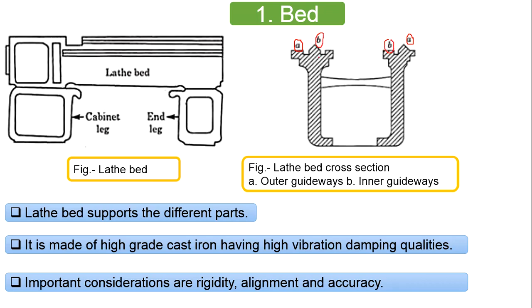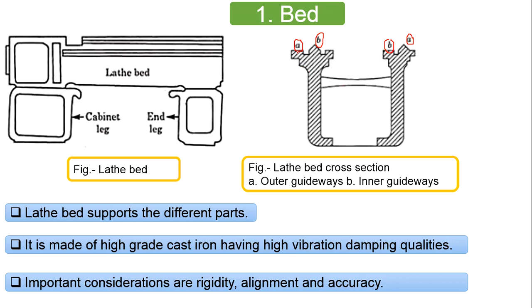Now for the outer guideway we have two types of shapes: one is flat shape, another is the inverted V shape. Likewise for the inner guideways we have the inverted V and flat shape. Both the shapes are combined in outer guideways and inner guideways. Flat shape, what is the advantage of the flat shape? It will provide better support area because of the flat surface. And secondly, the flat surface is very easy to manufacture. That is the advantage of the flat surface.